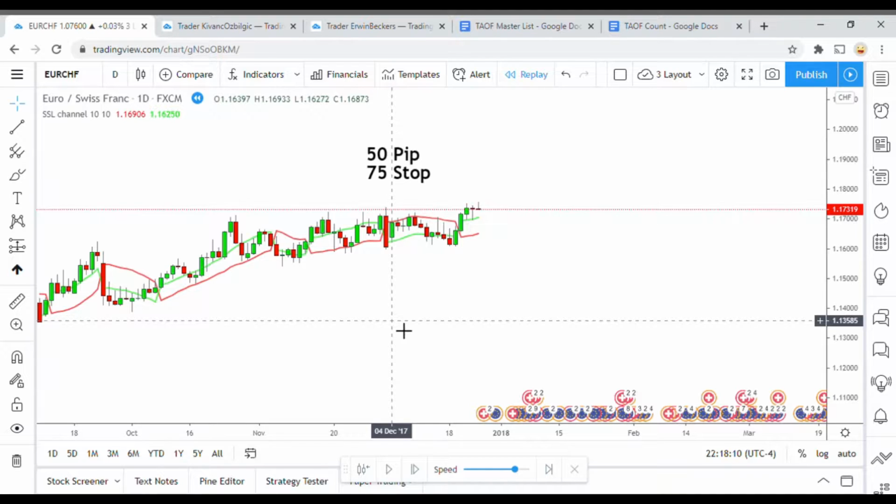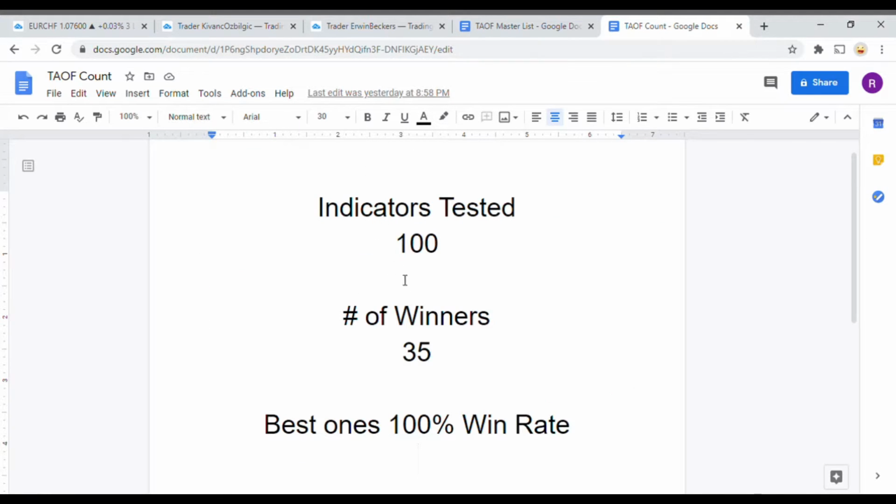Alright, as I said, today we will be testing the SSL indicator. But before we do, I wanted to put the indicator scoreboard up for everyone to see. So, to date, we have tested 100 indicators. And out of those 100 indicators, 35 of them have been winners, which means that they have met or exceeded the 60% win-loss ratio threshold that we have set for them. The best ones so far were able to achieve a 100% win rate.